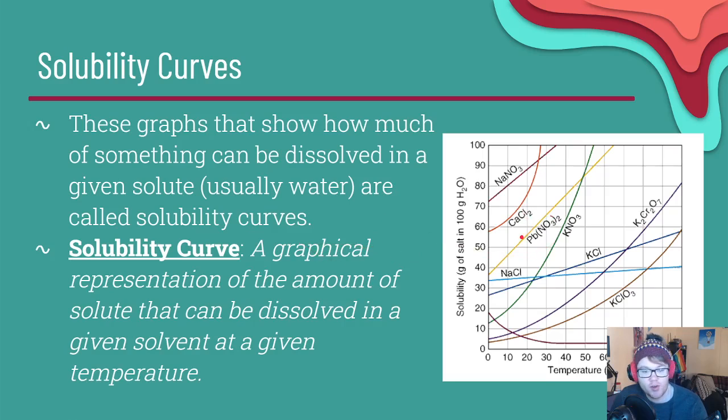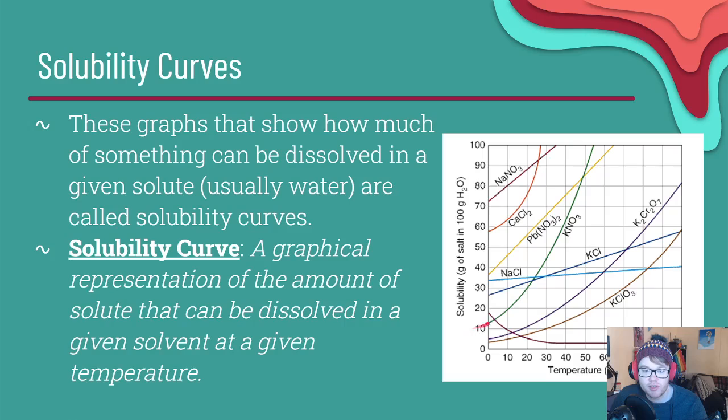So this is the graphical representation. Each of these lines represents the saturation point at a given temperature. So for NaCl, for example, right here, at 10 degrees Celsius, NaCl can get about 35 grams of salt in 100 grams of water. And if you heat that up all the way to about boiling point, you can get about 5 more grams of NaCl. It stays pretty constant throughout there.